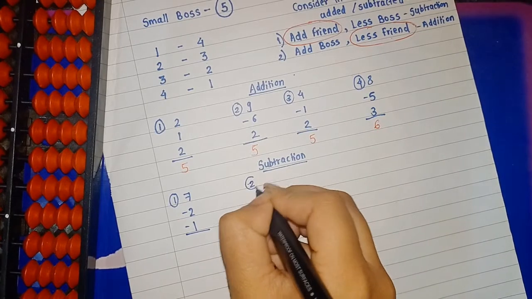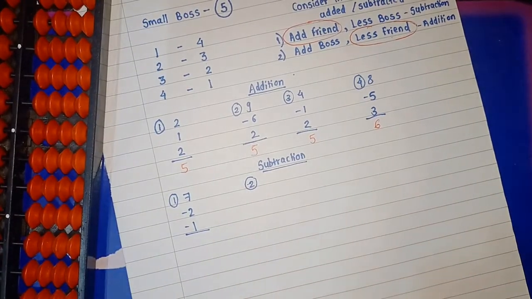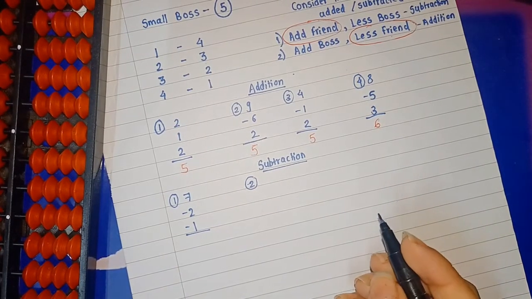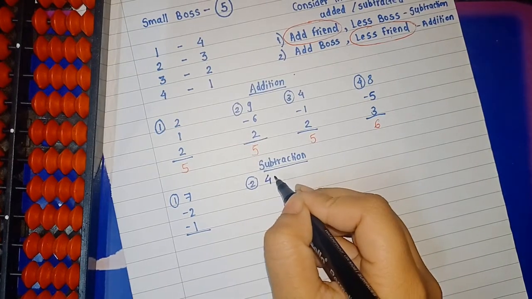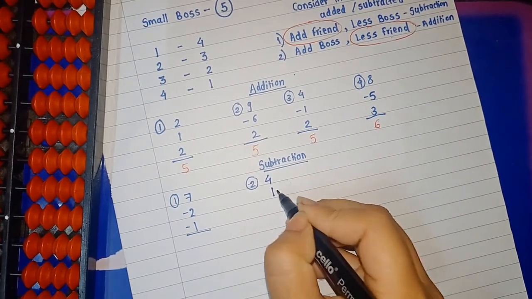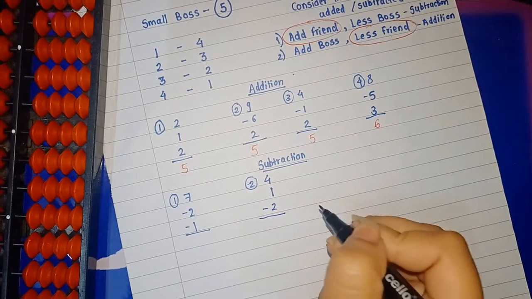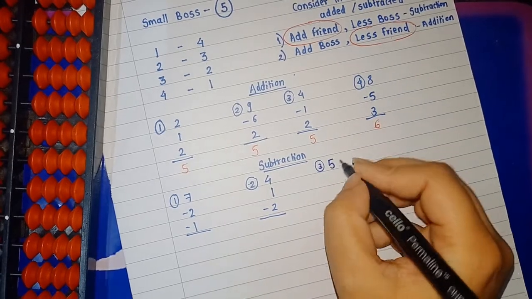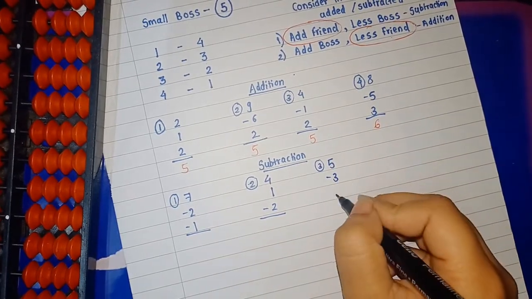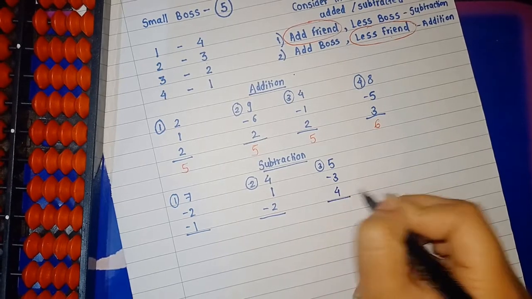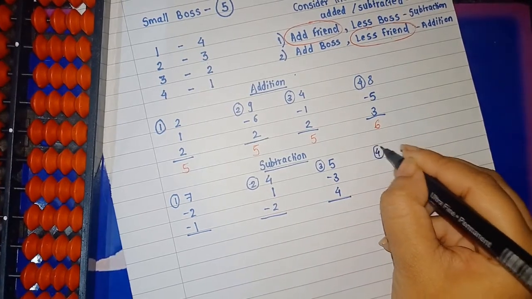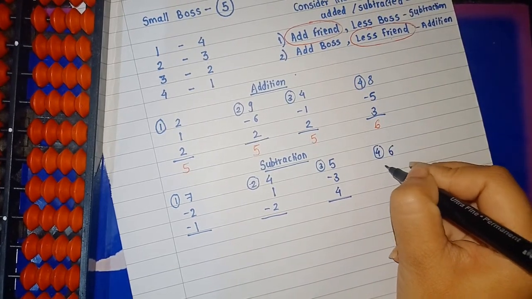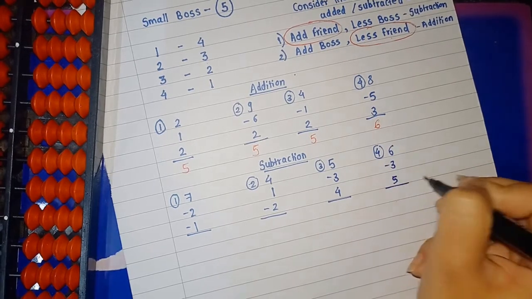Second, let's take second sum. 4 add 1 minus 2. Then third, add 5 minus 3, add 4. And then fourth, add 6 minus 3, add 5. Let's perform this.